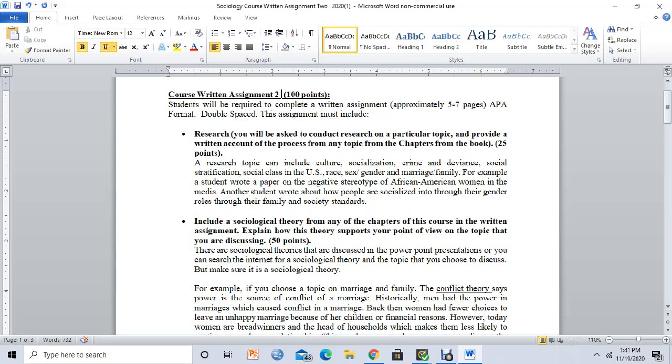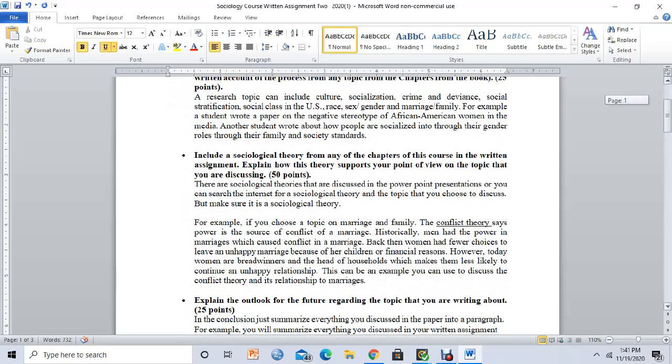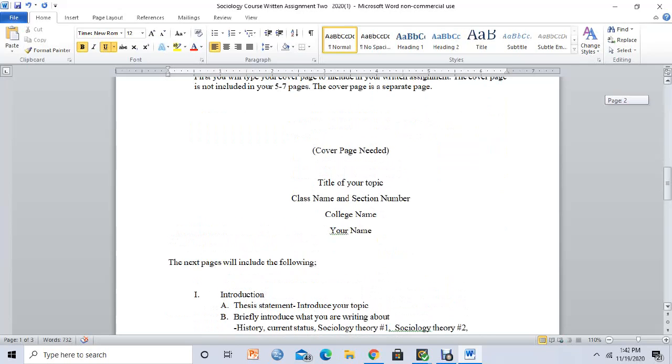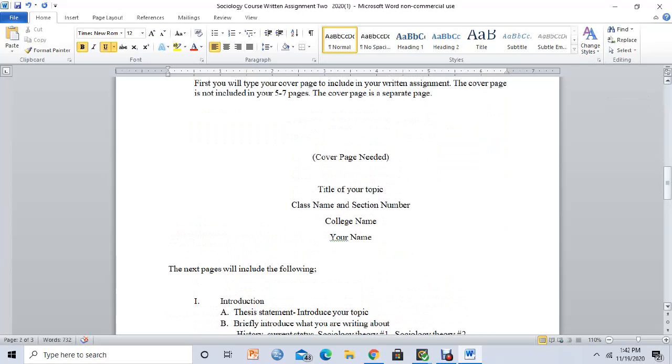So, let me show you the format of how I'm going to want this to be done. There's the research part, which has to do with the history and the current status of it. The second part gets into sociological theories. So let me slide down a little bit. First of all, 5 to 7 pages, you need a cover page. The cover page is going to be the title of your topic, the course name, the section number, the college name, and then your name goes there as well. That's on the cover page. That page is a separate form by itself. It is not included with the introduction, and it is not included in the 5 to 7 pages.